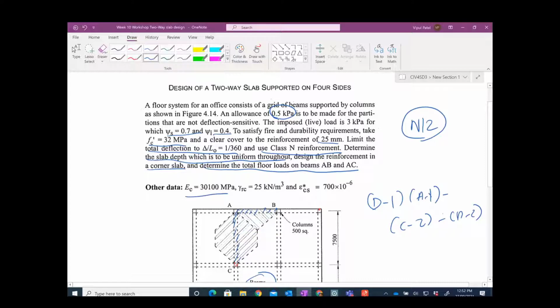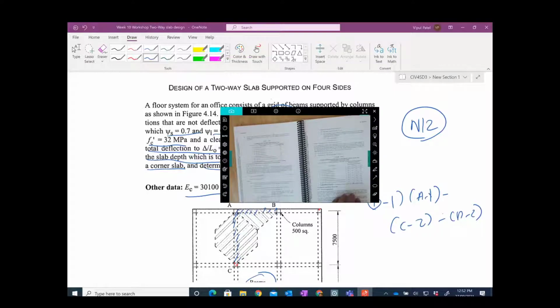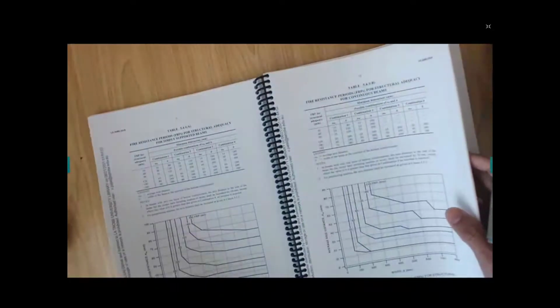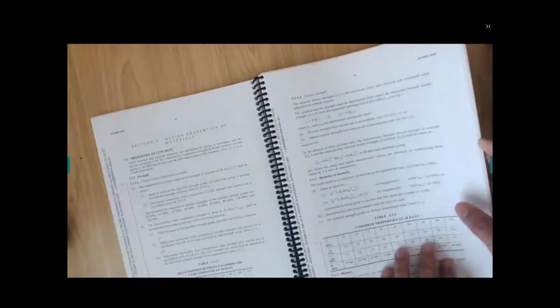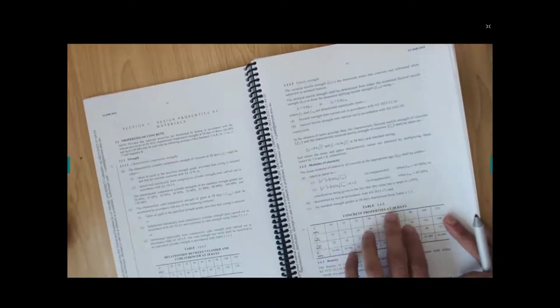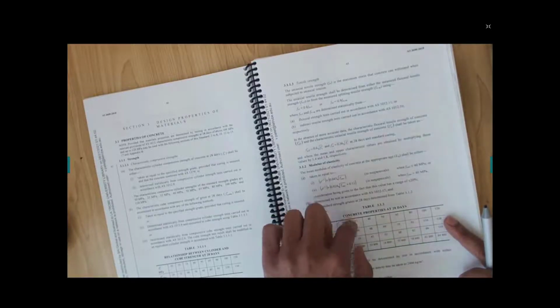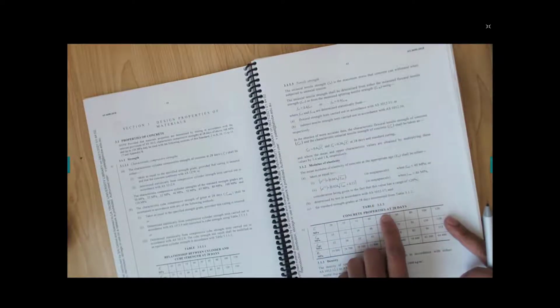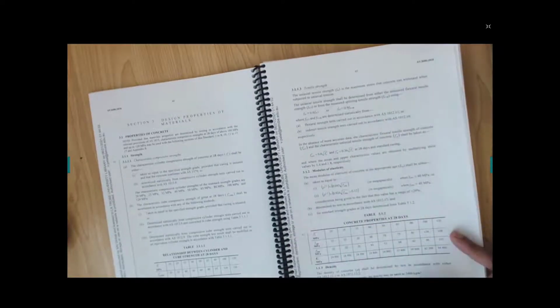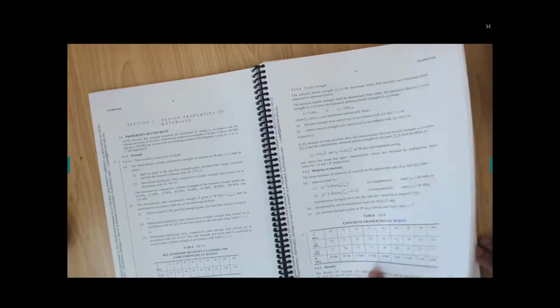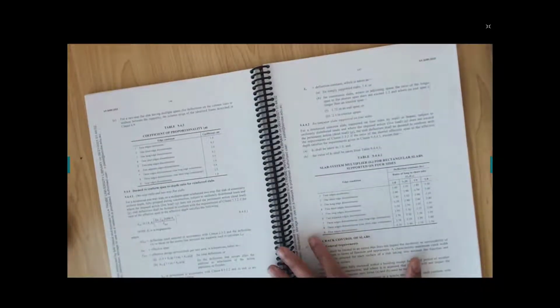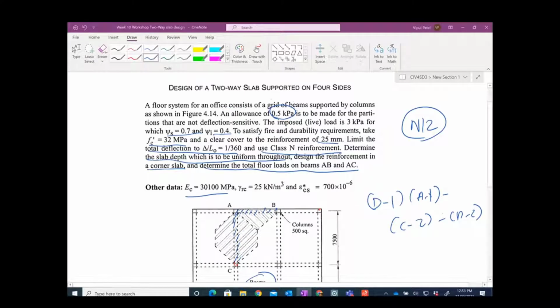The Ec value, 30,100, is given to us. In case you want to take a reference for that, go back to table 3.1.2. We have 32 megapascals given, so the Ec value is 30,100 megapascals. That is taken from table 3.1.2 in case you want a reference. But it's given in our example, I'm just pointing it out.